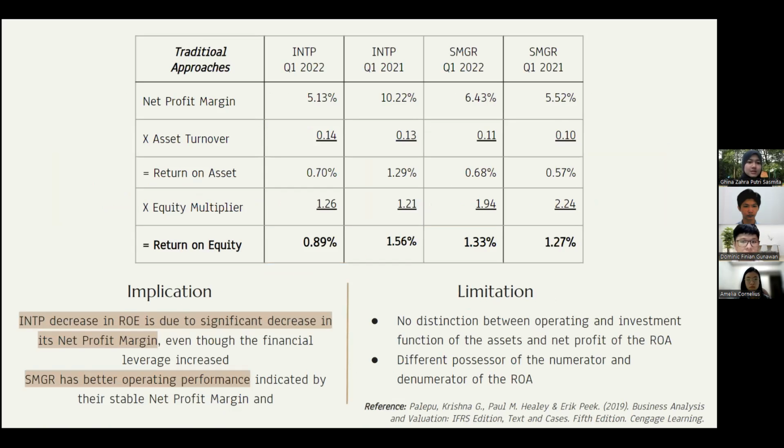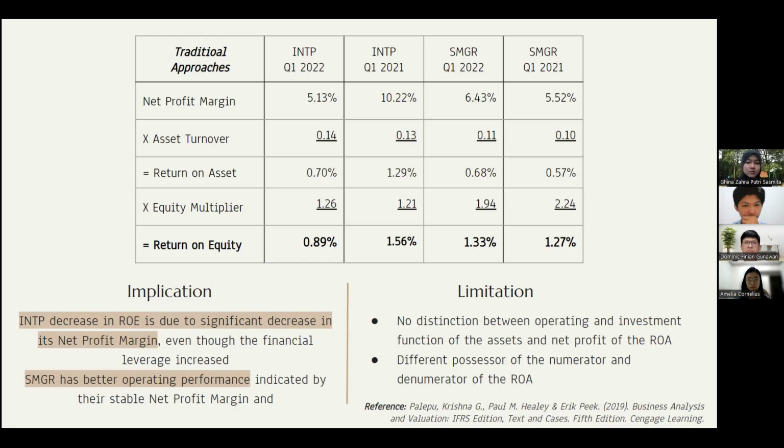This is the result for the decomposition of the ROE, where we could conclude that INTP's decrease in ROE from 2021 to 2022 is due to a significant decrease in the net profit margin, even though the financial leverage still increased and still has better performance than SMGR. Thus, we can conclude that SMGR has better operating performance, which we could see from the net profit margin and also the result from the ROE itself.